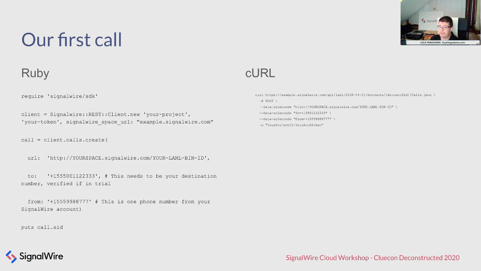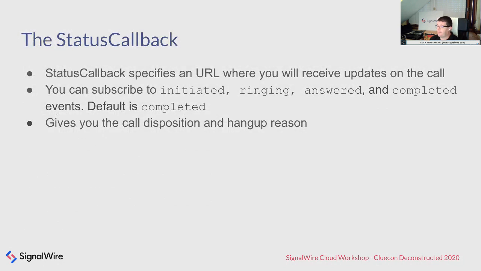Okay, so one special feature you might want to know is the status callback. When specifying a REST API request, you can specify a URL where you will receive updates on the call. You can subscribe to various events: initiated, ringing, answered, and completed. We left that segmented because otherwise, if you're doing a large number of calls, you get a huge number of events. This way you can just subscribe to the events that matter to you.